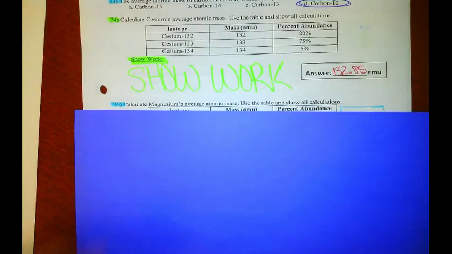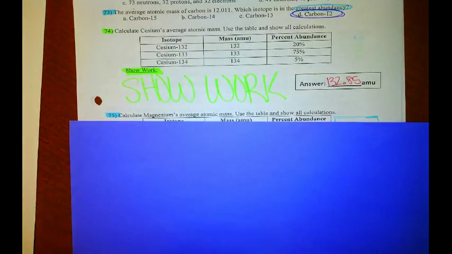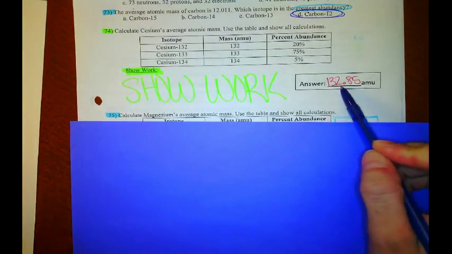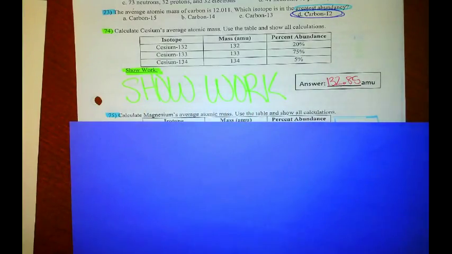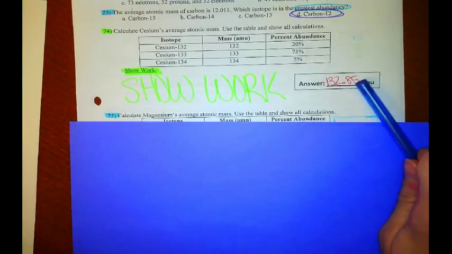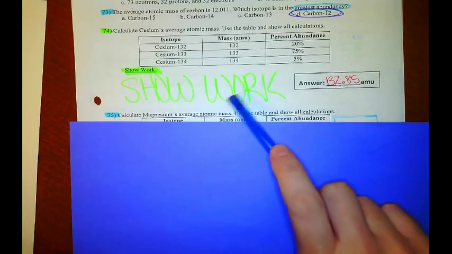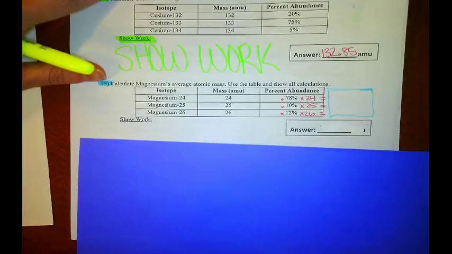Wonderful. Okay, for this, you get 0 points if you have this as your answer. You get credit if you have work shown and this as your answer. So you can check your answer here, but remember, you're not getting credit unless you show your work and calculate it out. Let's look at this one.